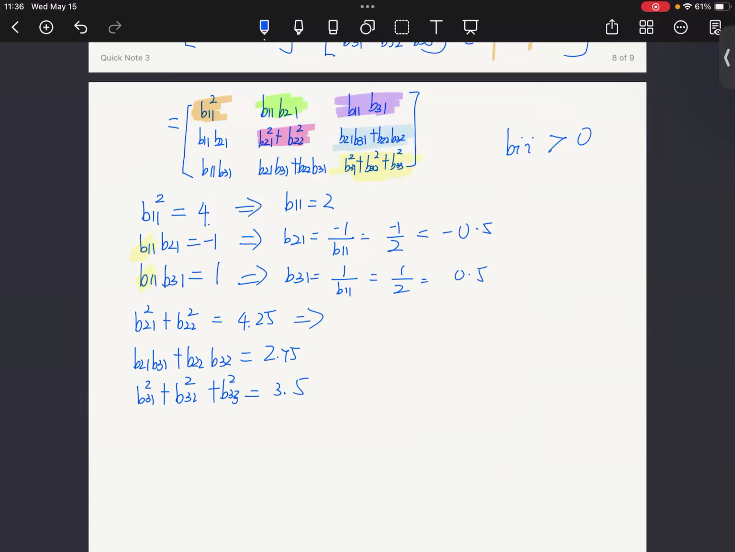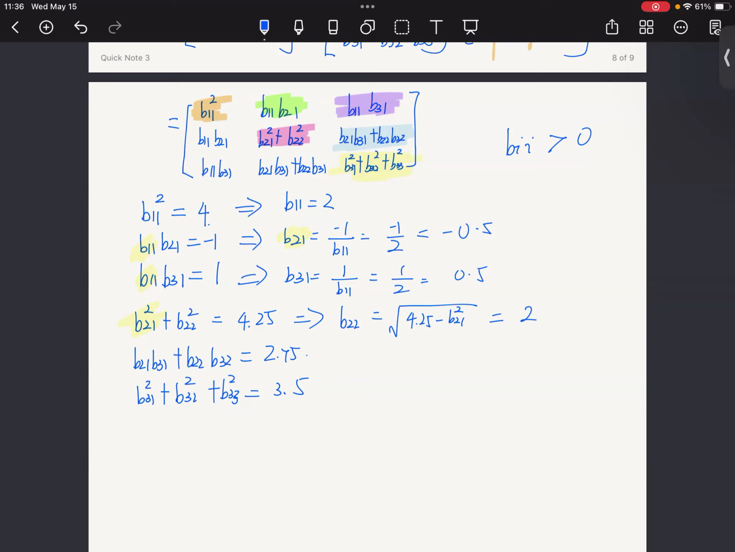And what about this? The fourth equation, you already know something about this, and there's just one unknown variable here. Actually, we already know the B21 from the second equation, which means we just need to solve for the B22 by taking 4.25 minus B21 square, and then doing a square root. If you do the calculation, this equals 2.